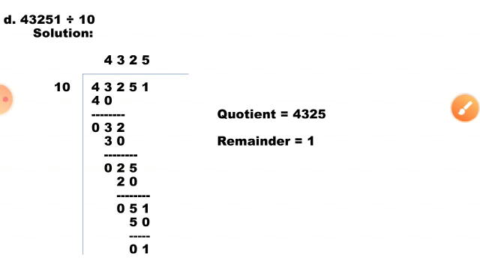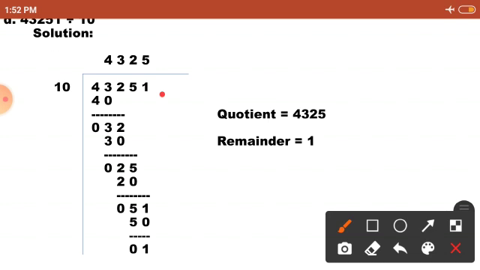Next is sum 43,251 divided by 10. First you have to write the dividend, that is 43,251. Next you have to write the divisor, that is 10. Just to divide this, take the first number, can't able to divide. So take the second number together. Now it will become 43. So 10 fours are what? 40. Subtract this. 3 minus 0 you will get 3. 4 minus 4 you will get 0.